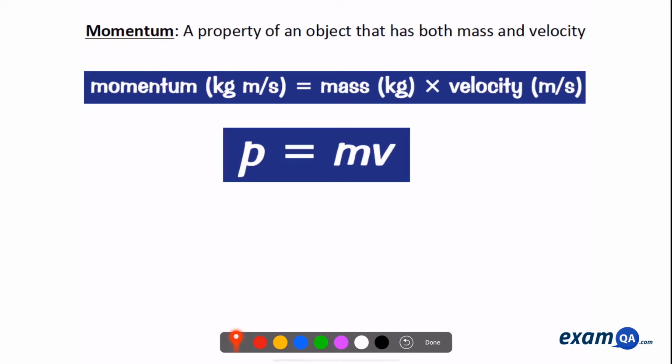momentum. In terms of words, momentum is a property that an object has if it has both mass and velocity. We know everything has mass. Velocity is if it's moving. So if you have a ball that has mass but is not moving, it won't have momentum.